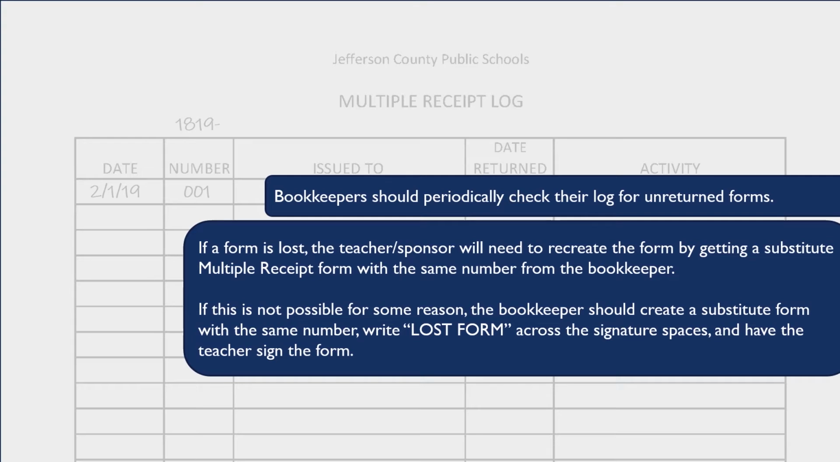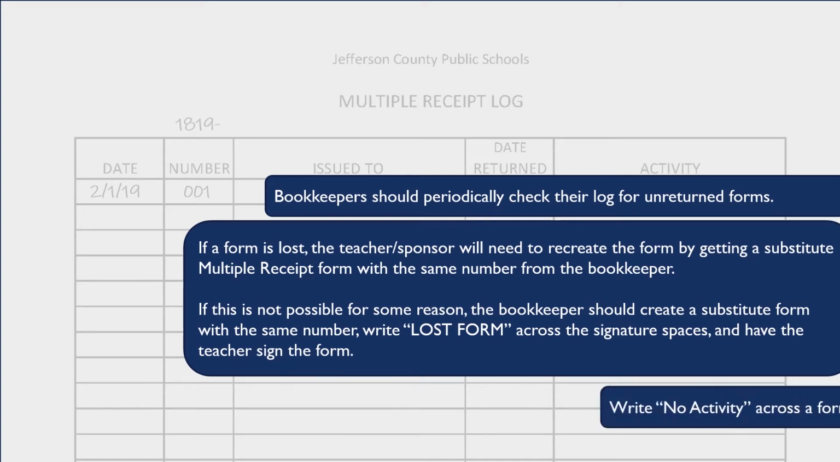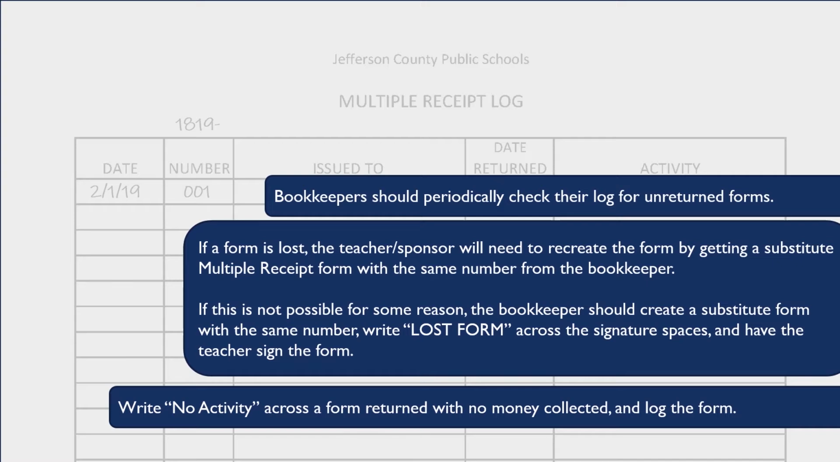If this occurs more than once, this may become a disciplinary matter in which the principal would need to get involved. When a multiple receipt form is returned with no money collected, simply write "no activity" across the form and place it in the multiple receipt binder. Be sure to record the unused multiple receipt forms into the multiple receipt log.